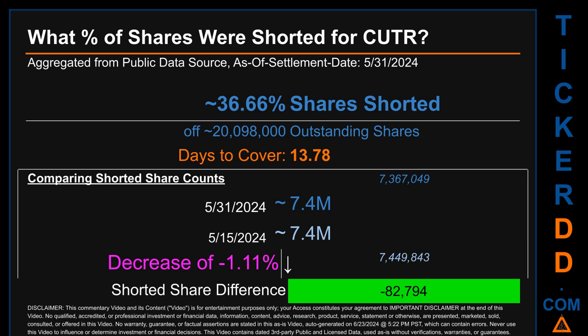Days to cover is 13.78. When I compare the current 2-week period data snapshot against the previous period, ending in settlement date, May 15, 2024, I find that the current snapshot had roughly 82.8 thousand less shares shorted. This means that, compared to the previous snapshot, the current snapshot has a decrease of minus 1.11% of shorted shares.